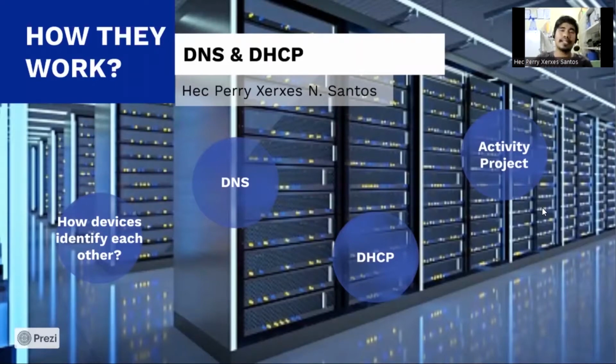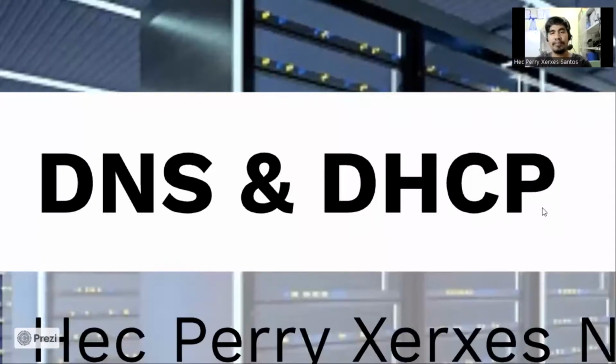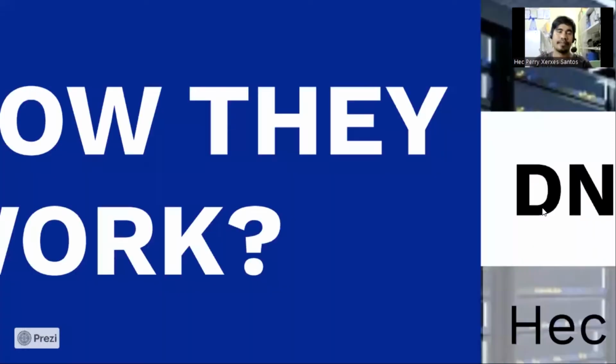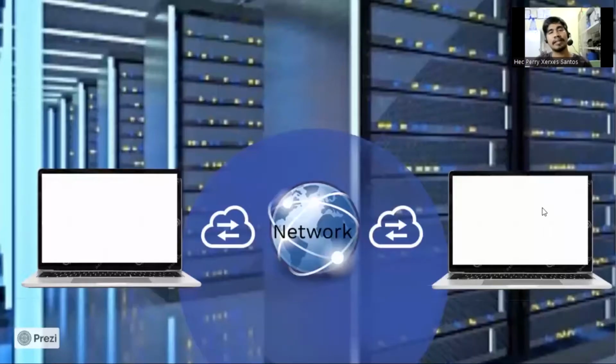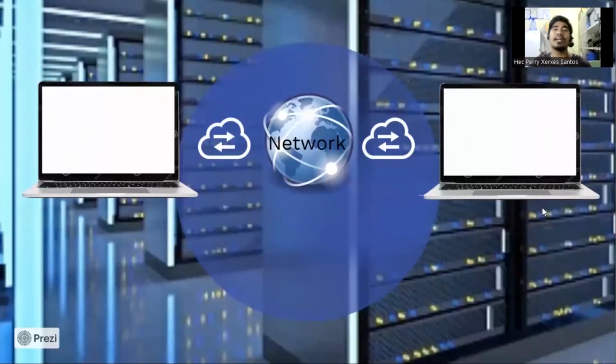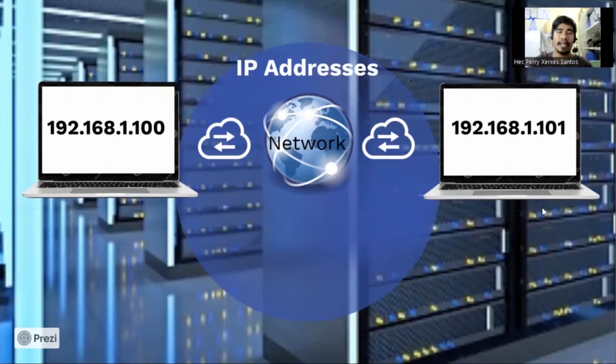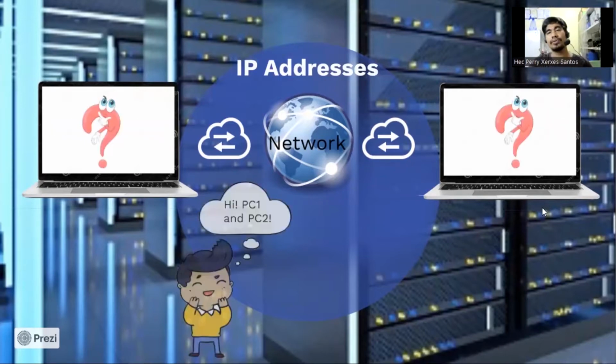Today, we're going to discuss DNS and DHCP and how they work. We all know that devices connected in a network identify themselves and communicate with each other using IP addresses. So each device has an assigned distinct IP address. And we also know that devices do not understand human language.